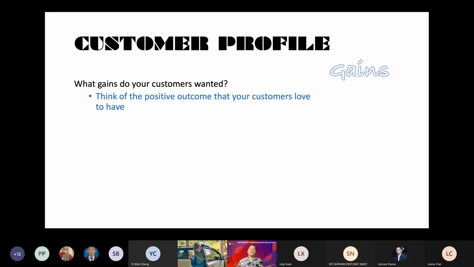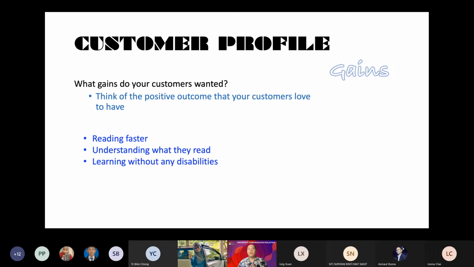And then the last part of the customer profile is the gains. What gains does your customer want? Think of the positive outcome that your customer would love to have. So what do all these kids with difficulty to read really want to have? This is what they want. They really enjoy it if they can do this. First, reading faster. Second, understanding what they read. And third, learning without any disabilities.